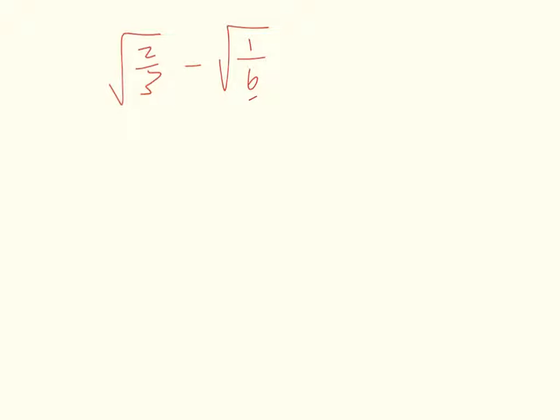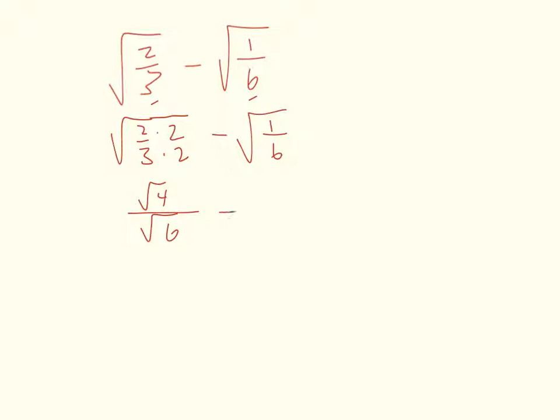I see a 6 and a 3, so why don't we multiply this first one by 2 over 2, and we'll have that both under the radical, minus root 1 over 6. Are you seeing why I put a 2 there? So on the top I'm going to get root 4 over root 6 minus root 1 over root 6. Okay, so now I have common denominators. I can rewrite that as root of 4 minus root of 1 all over the square root of 6.